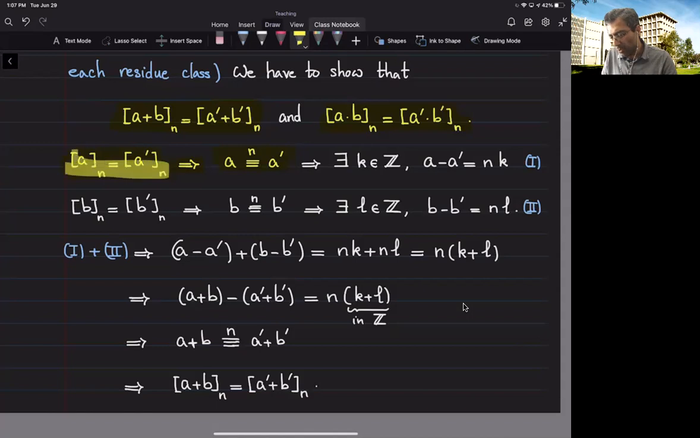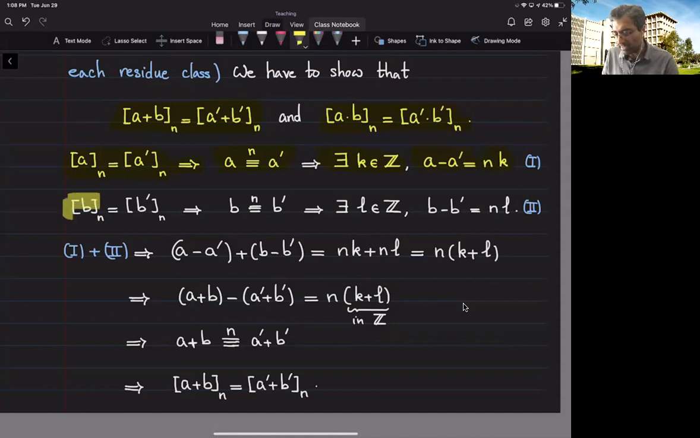So knowing that these residue classes are equal, we deduce that A is congruent to A prime modulo n. That means A minus A prime is an integer multiple of n. So there exists some integer k where A minus A prime is n times k. I do the same for the other part of the hypothesis.